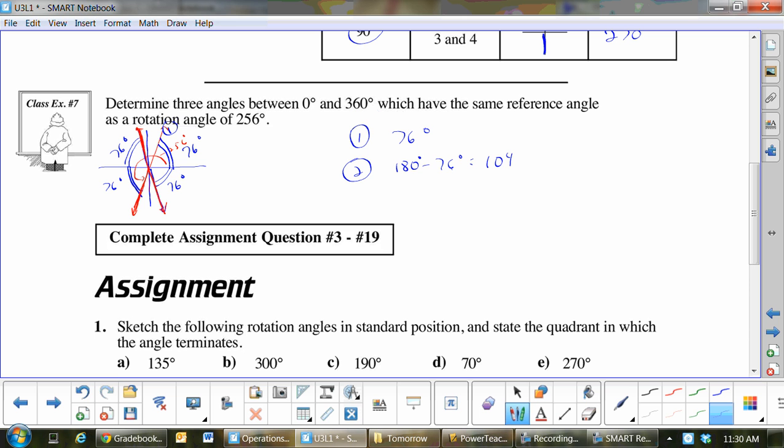Okay, so that's 2. 3 they gave us, but if you really wanted to, just for continuity, 3 would be 256. So you don't need to do any work there. It's in the question. How would you figure out 4? 360 degrees minus 76 degrees, which is 284 degrees. Okay, so maybe that's not so bad now that you see it, but you want to be able to draw it.